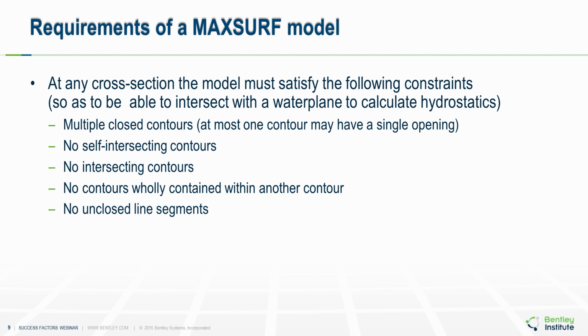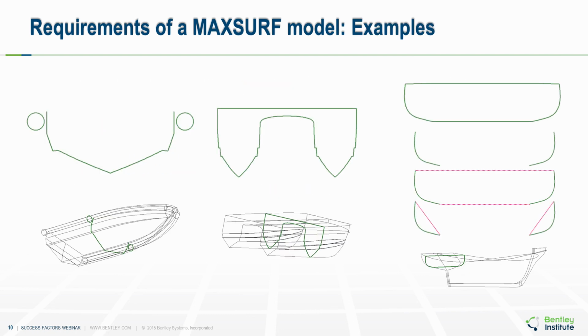You're allowed multiple closed contours, or at most one contour may have a single opening, and this single opening will be closed with a straight line. You're not allowed any self-intersecting contours, or any contours which intersect another contour. Neither are you allowed contours that are wholly contained within another contour, and finally you're not allowed any unclosed line segments. And here we have a few examples.